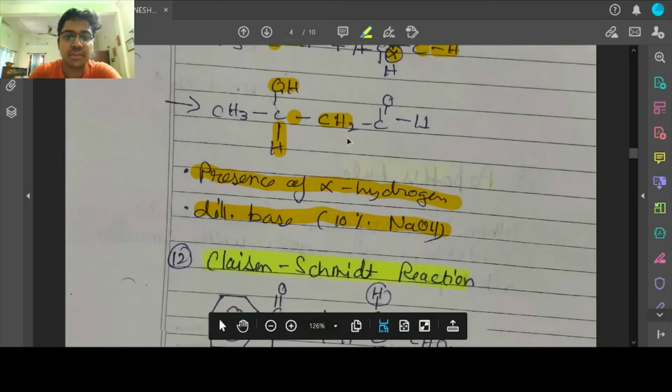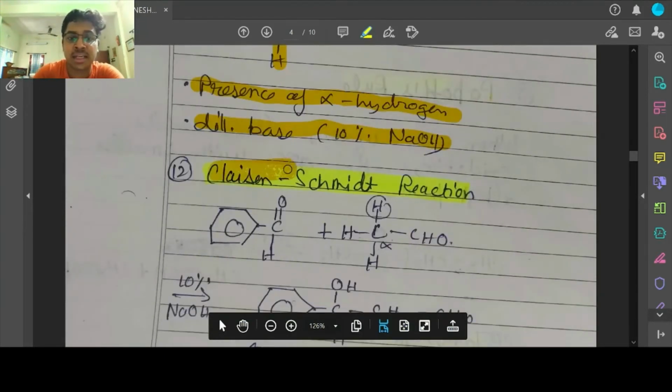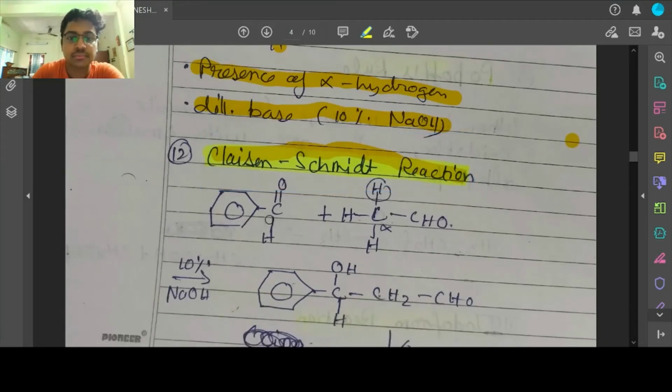Now let us move on to the next reaction. This is the Claisen-Schmidt reaction, which is very important in this case. We have benzaldehyde and formaldehyde here.